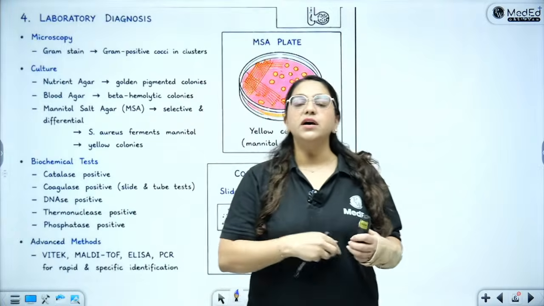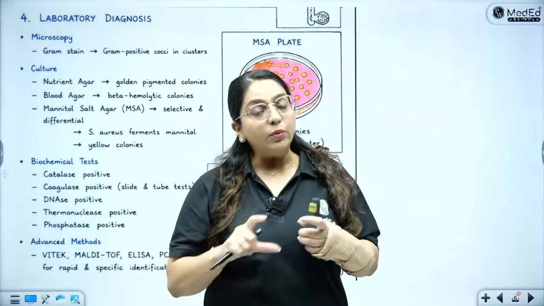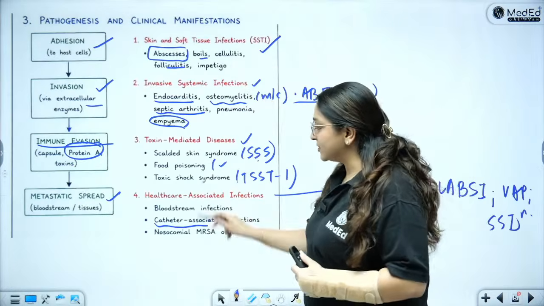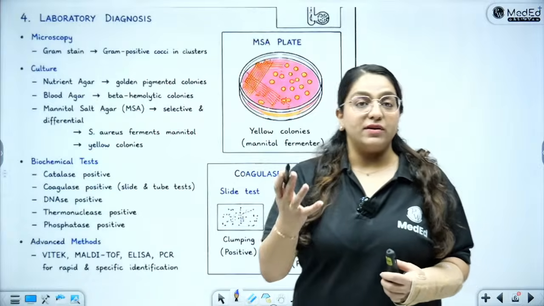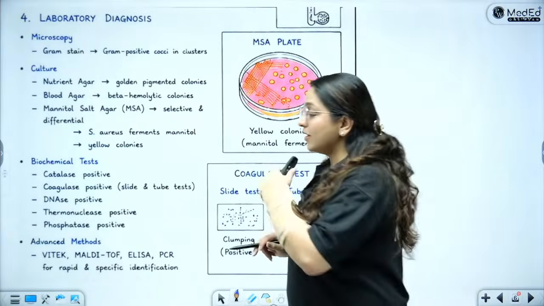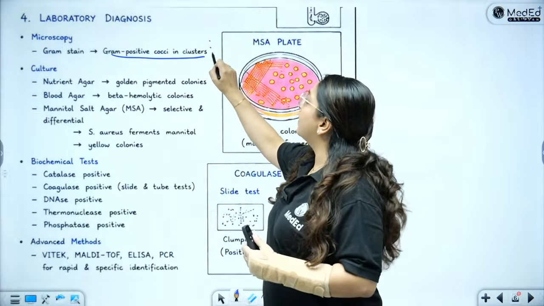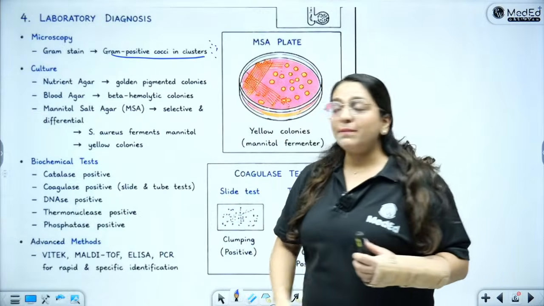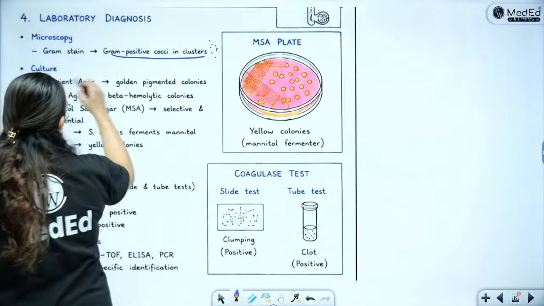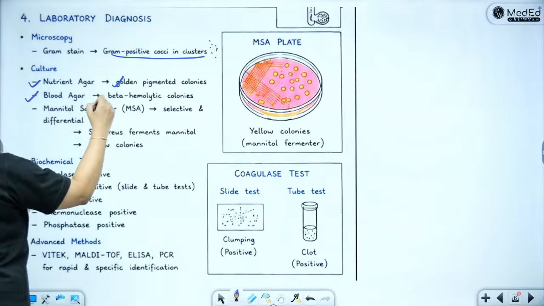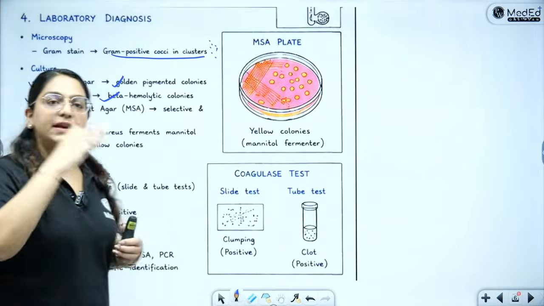Then you will write all the pathogenesis. You will end with the clinical features, which we have all just discussed. Then you will write about lab diagnosis. So, first of all, lab diagnosis is always gram stain. So, it is gram positive cocci in clusters. You can also make that little diagram again over here. Culture can be done. Again, nutrient agar, the golden pigment colonies, blood agar, the beta hemolytic colonies. Diagrams of that have already been made.